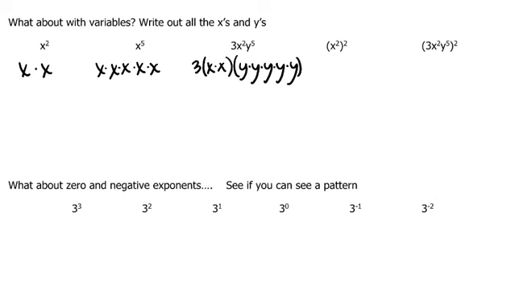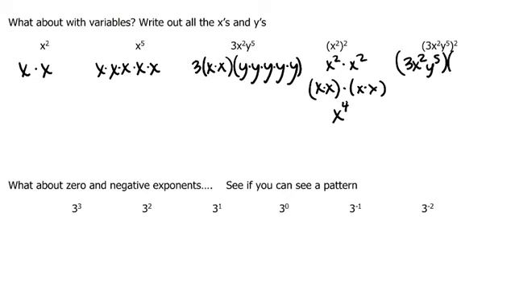Over here, if I take x squared and I square it, I'm just multiplying x squared by x squared. Okay, and then if I write out all the x's and then go to count, I have x times x multiplied by x times x. That is a total of 4 x's. Over here, I've got 3x squared y to the 5th, squared. So I need to multiply 3x squared y to the 5th by 3x squared y to the 5th.